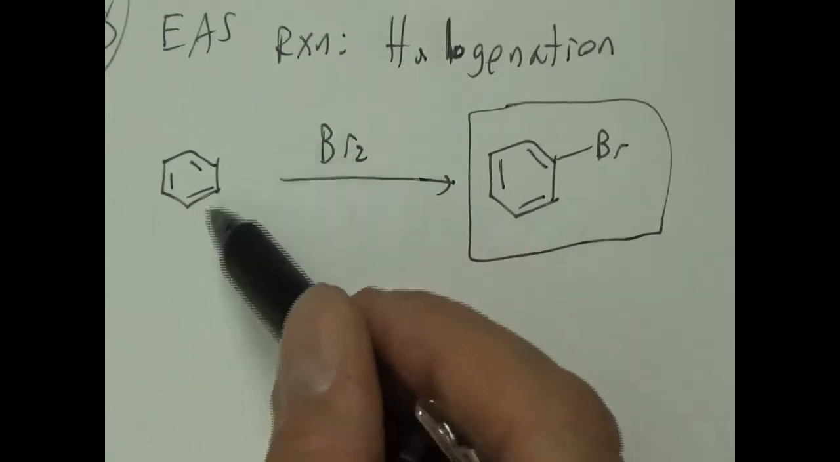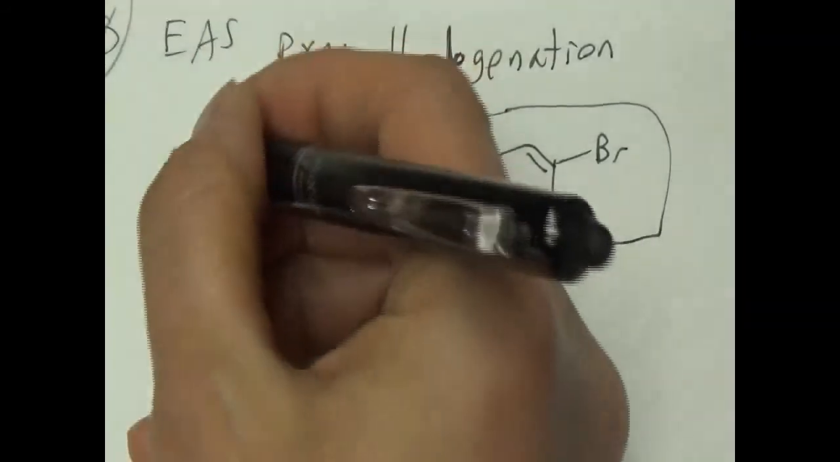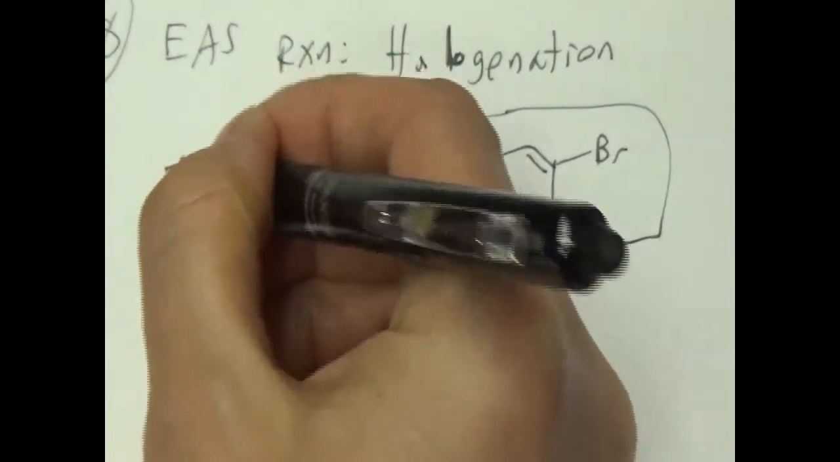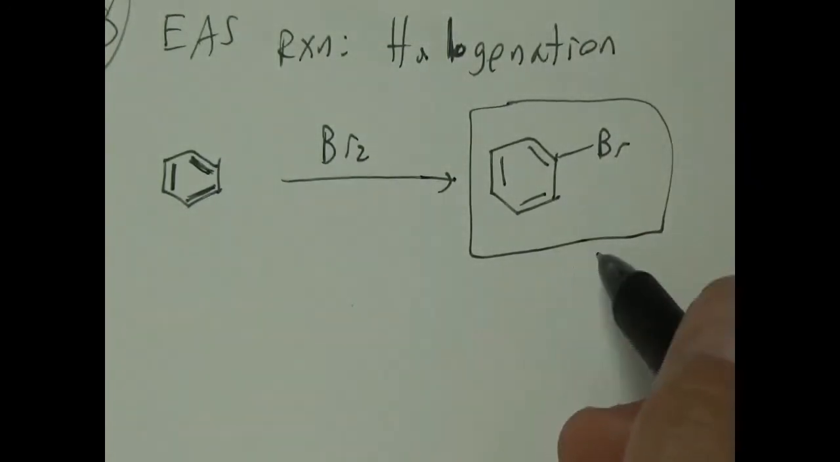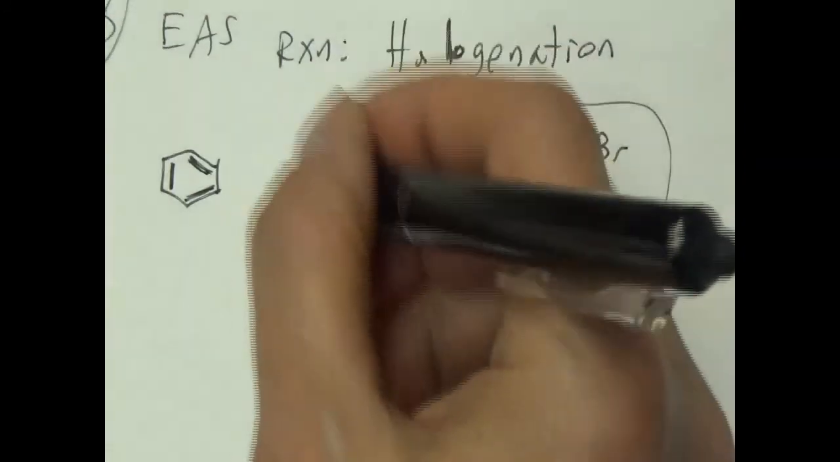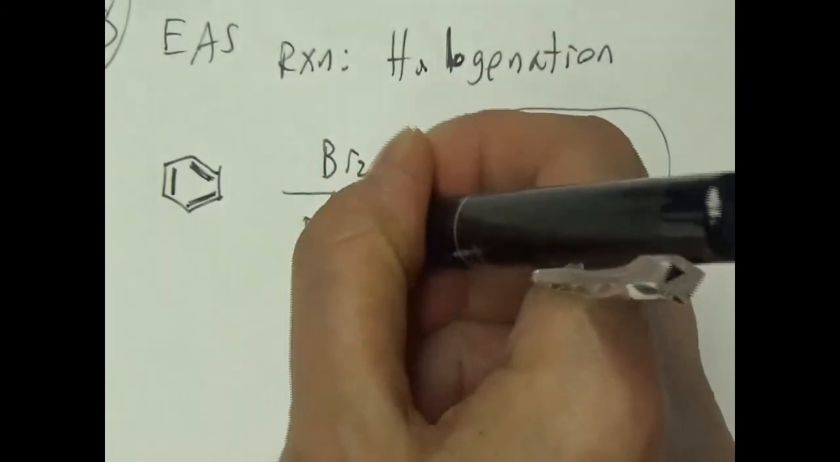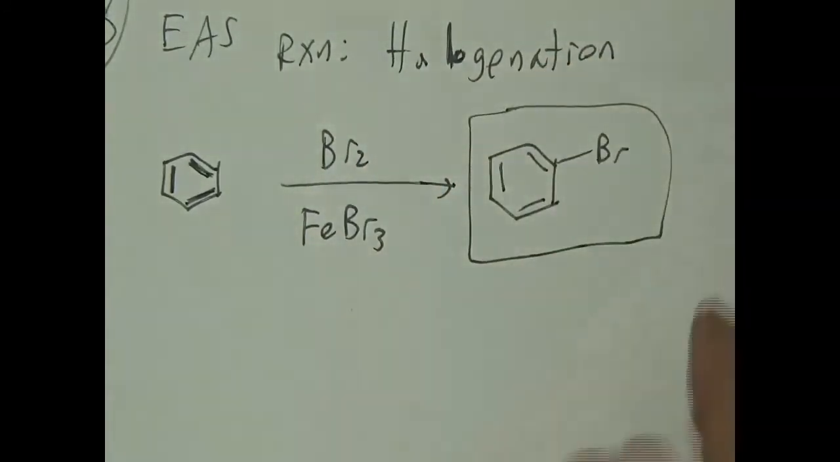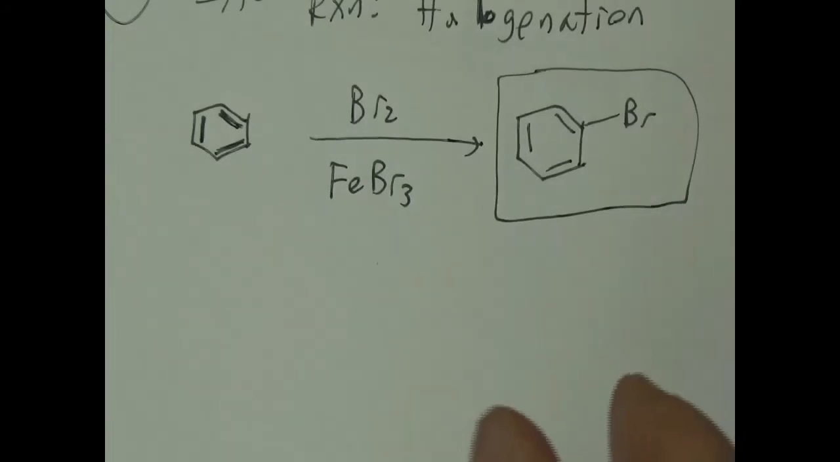But the other thing is this is not good enough. Br2 is not good enough because that's just a normal electrophile. We don't need normal electrophiles. We need, what kind of electrophiles? Super electrophiles. And to make this a super electrophile, we actually have to add FeBr3, iron tribromide, okay?